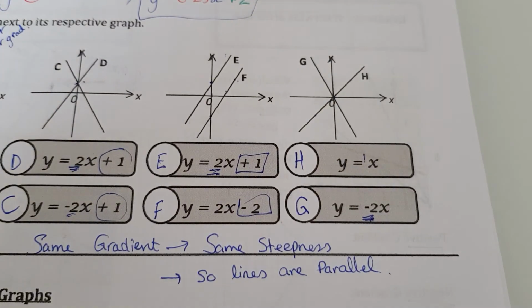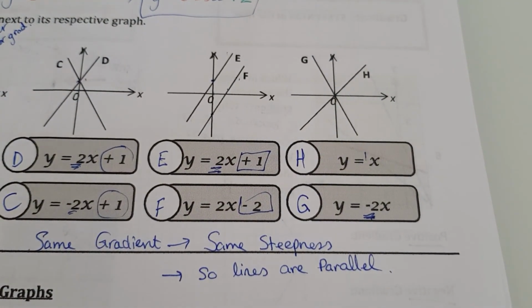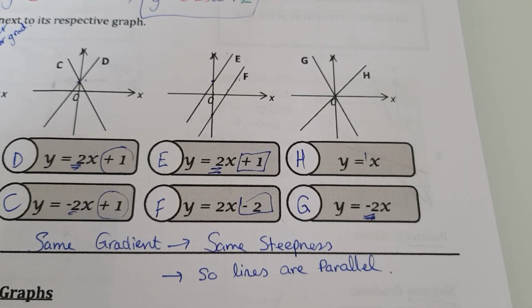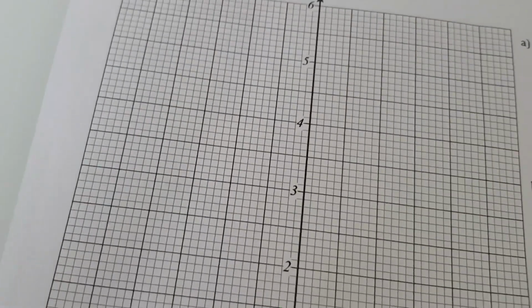Okay. So that's the lesson for today, okay? We talked about the meaning of gradient and y-intercept, and we also talked about the equation of a line, which is y equals mx plus c, where m is the gradient and c is the y-intercept. Next lesson, we're going to plot quadratic graphs, and we have some examples over there.